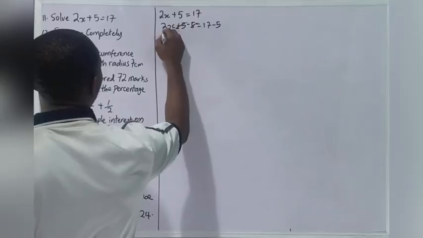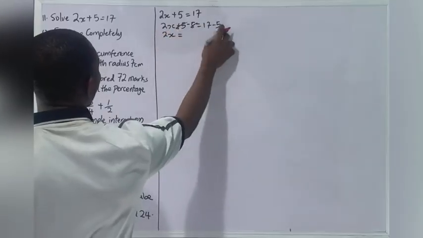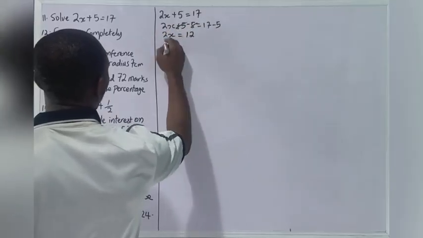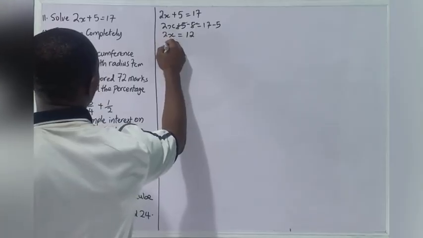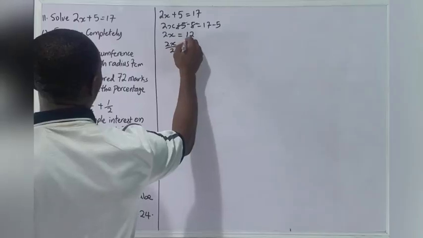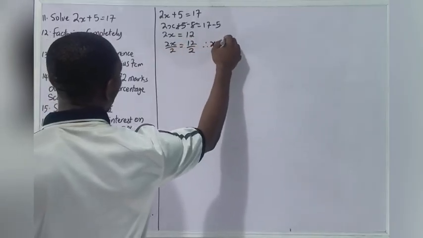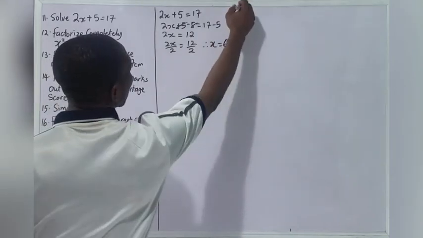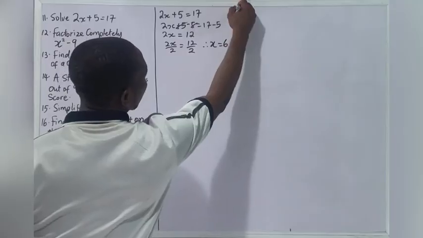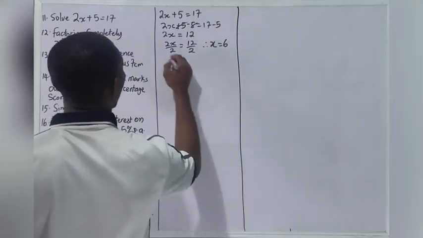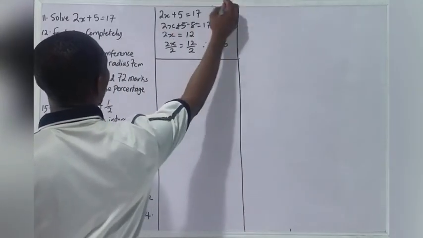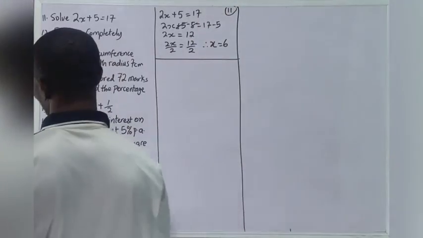This cancels out, leaving us with 2x. 17 minus 5 gives us 12. So 2x over 2 equals 12 over 2. So therefore, x equals 6. So our x equals 6. This is for question 11.